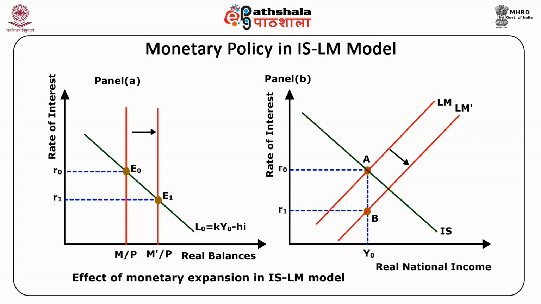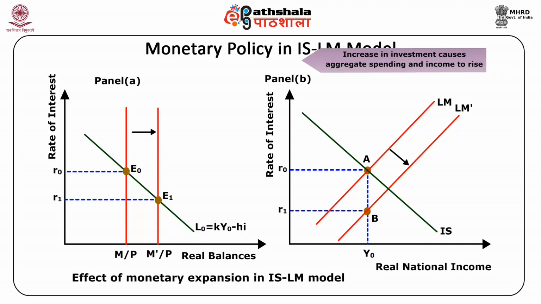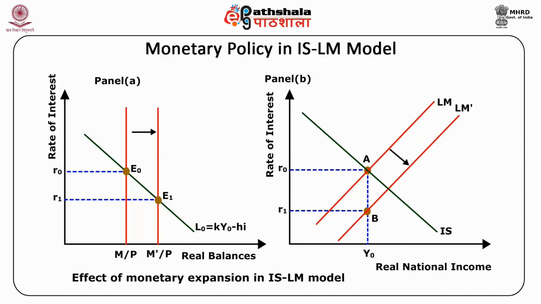However, at this point, the goods market is not in equilibrium. There is an excess demand for goods at point B in panel B of the figure. At point B, the lower interest rate stimulates investment. The increase in investment causes aggregate spending and income to rise. Increasing aggregate demand causes inventories to run down and output to rise. The economy starts moving up along the LM'.